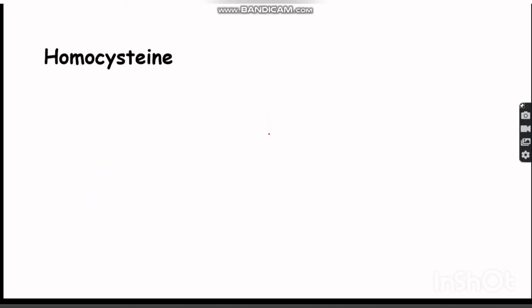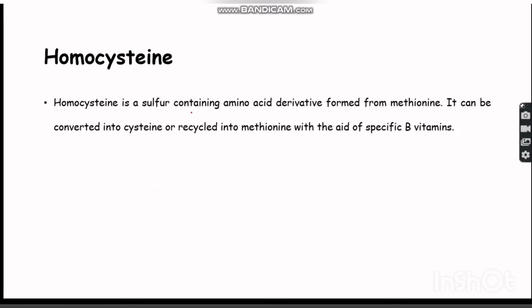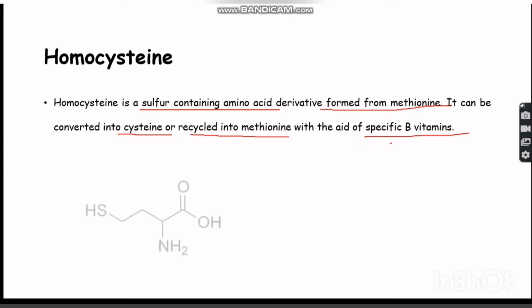Moving on to homocysteine. Homocysteine is also a sulfur containing amino acid which is derived from methionine. It can be converted either into cysteine or back into methionine with the help of specific vitamins. These vitamins are vitamin B12, vitamin B9, and vitamin B6, which we will study later on.